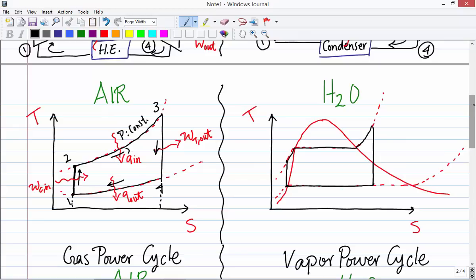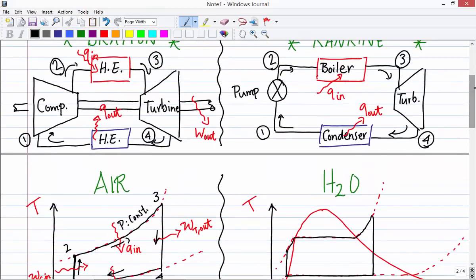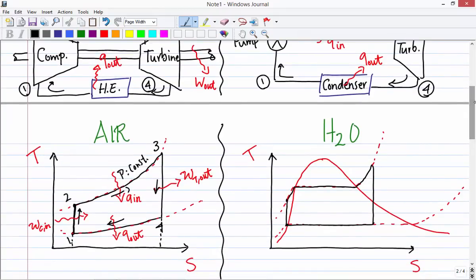So let's go to the other one, right? Now we're going to talk about boiler, condenser, pump instead of compressor, and turbine is still there. So I'm going to start with the process 4 to 1, which is here. 4 to 1 happens in the condenser because then it makes much more sense. So point 4 to point 1.